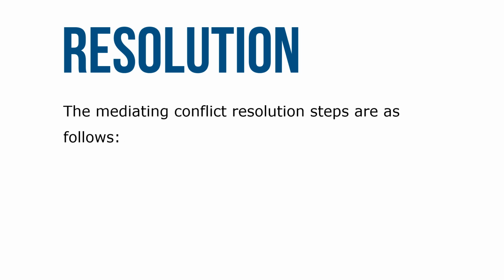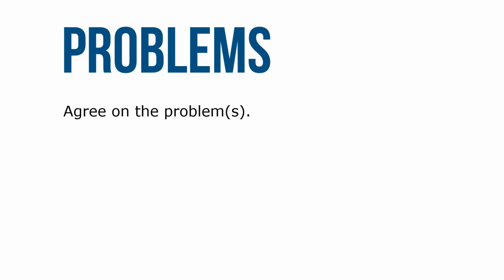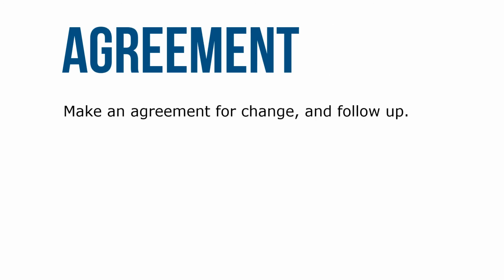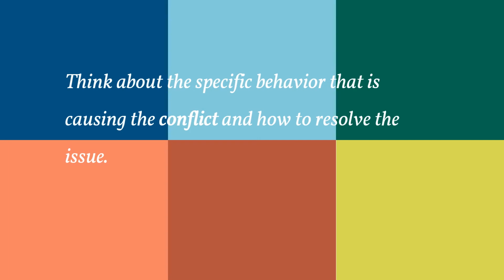The mediating conflict resolution steps are as follows. First, have each party state his or her complaint using the XYZ model. Second, agree on the problems. Third, develop alternative solutions. Fourth, make an agreement for change and follow up. Remember that what you think affects how you feel, and how you feel affects your behavior, human relations, happiness, and performance. Think about the specific behavior that's causing the conflict and how to resolve the issue.